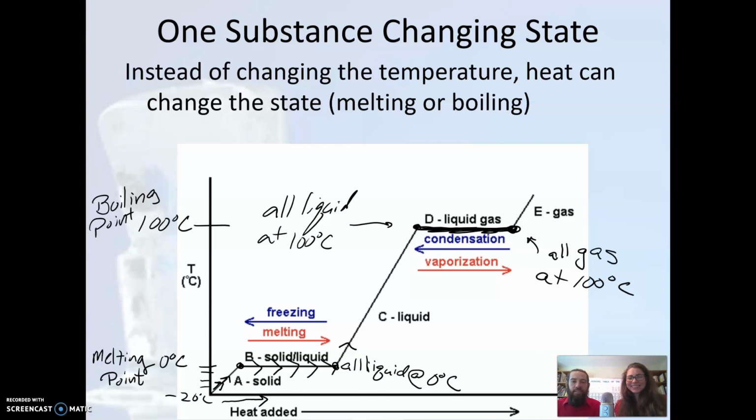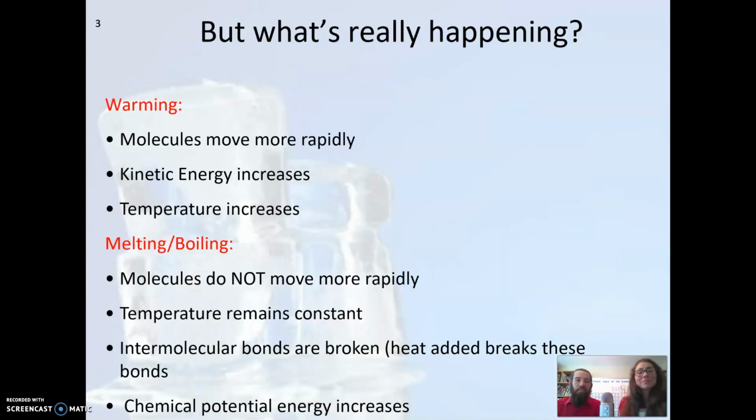So there it is. That's my favorite slide in Gen Chem. Yeah. So what's really going on? These are temperature, right? We measure temperature. It's something that we can observe on the macroscopic scale. But what's happening on the nanoscale or the atomic scale?